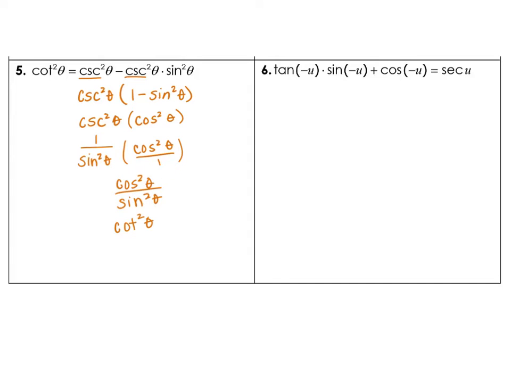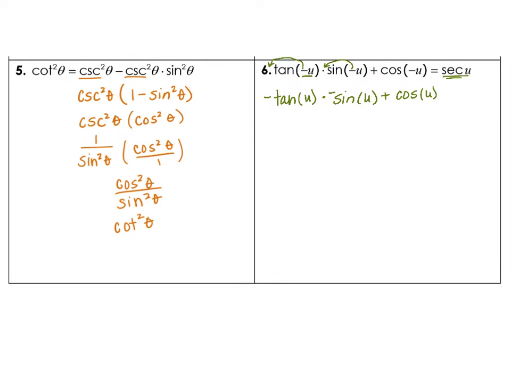All right, so for number 6, this is going to go all the way back to some of those first identities that we worked with. We were given tangent of negative u. That means that negative can come out since we're talking about tangent, and that's going to be negative tangent u times, and the same thing here, I'm going to move out that negative, so that's going to be negative sine of u. But remember, with cosine of negative u, that's the same thing as cosine of u. And we know that that all is supposed to be equal to secant u.